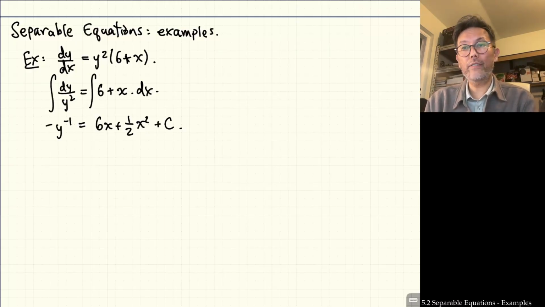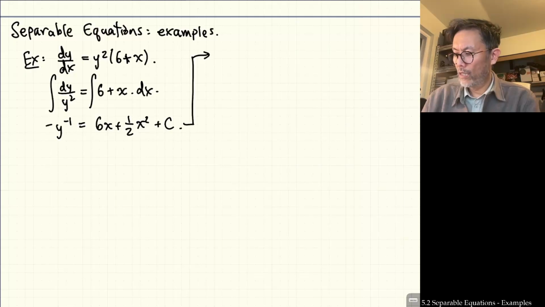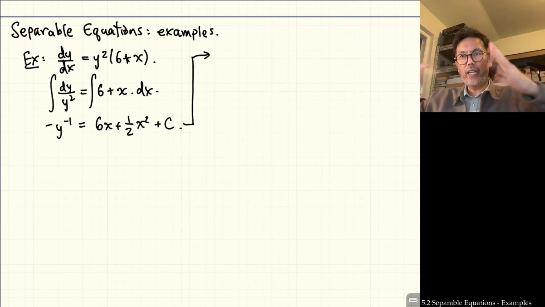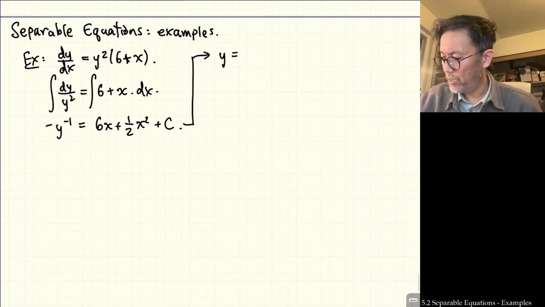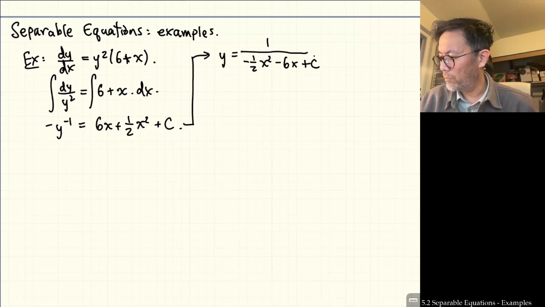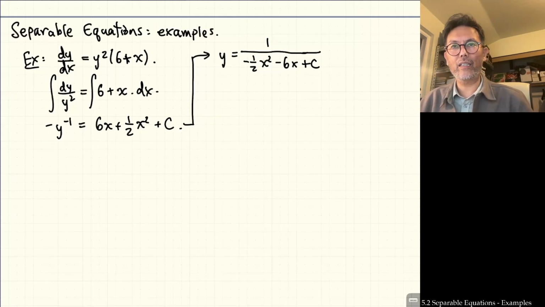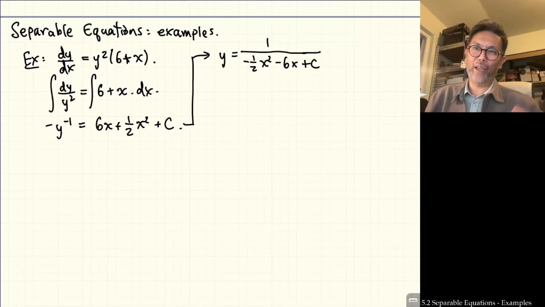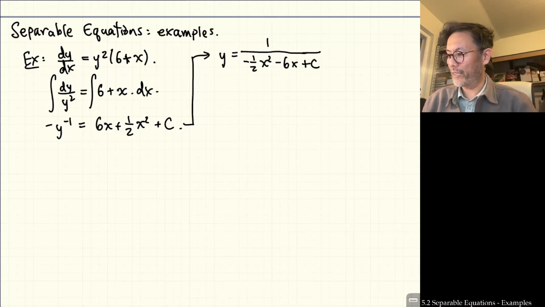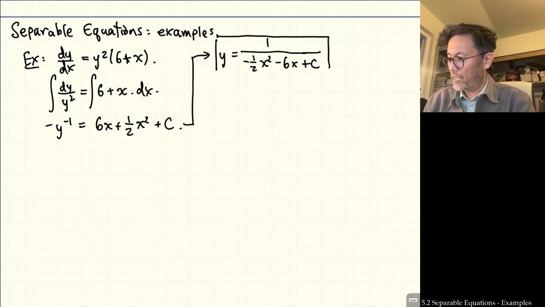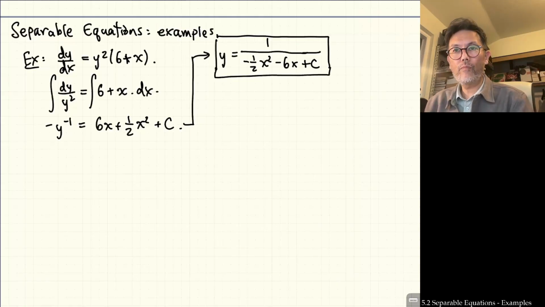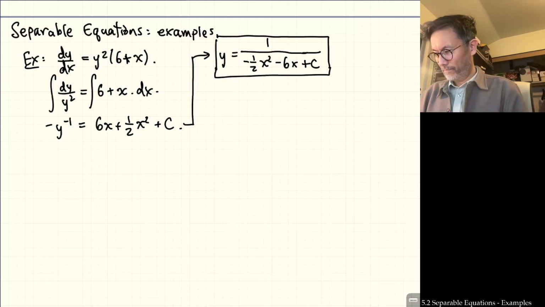Now I'm going to solve explicitly for y. If I multiply both sides by negative 1, and then take the reciprocal, I get y equal to 1 over (negative 1 half x squared minus 6x plus c). You might be wondering, why is it not minus c? Well, that's because minus c is the same thing as plus c, c being a completely arbitrary additive constant. It doesn't matter if you take plus c or minus c, it's just the same.